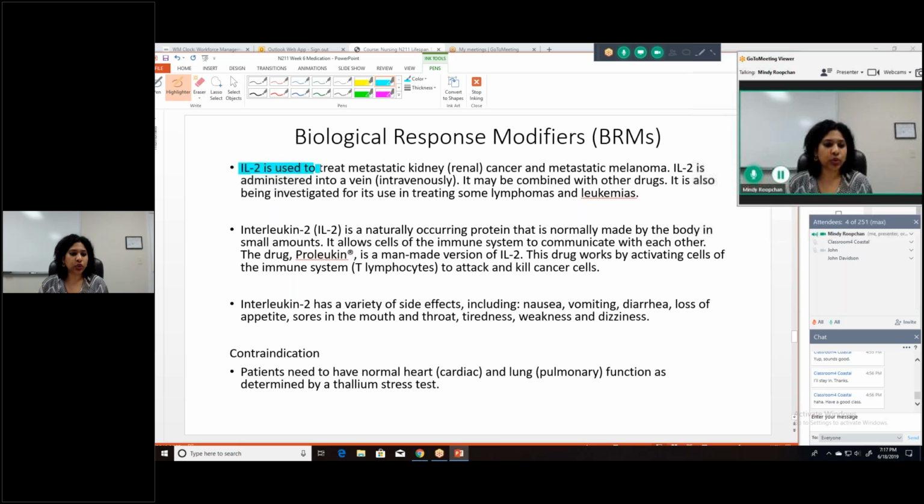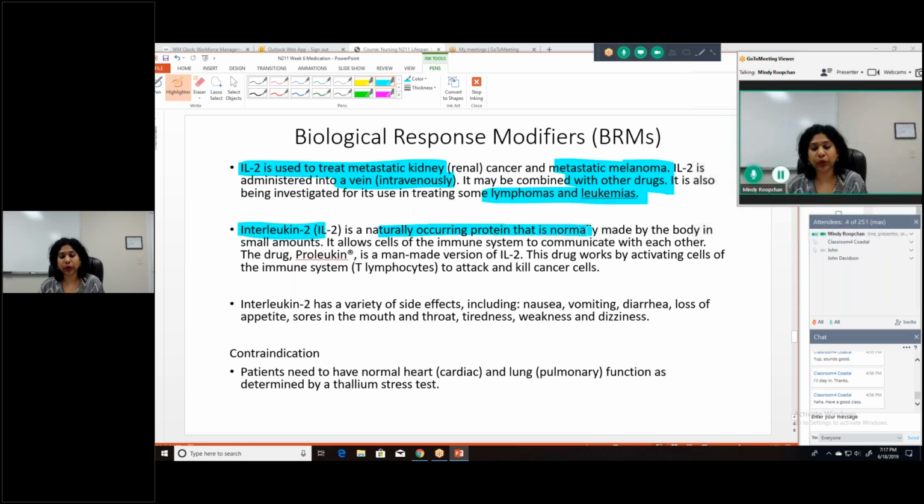So IL-2 is used to treat metastatic kidney cancer and metastatic melanoma. It's administered into a vein, IV. It's combined with other drugs. It's also been investigated for use to treat some lymphomas and leukemias. Interleukin-2, IL-2, is a naturally occurring protein that's made by your body in small amounts. And this drug, Proleukin, is man-made, but it works by activating cells of the immune system to attack and kill the cancer cells.